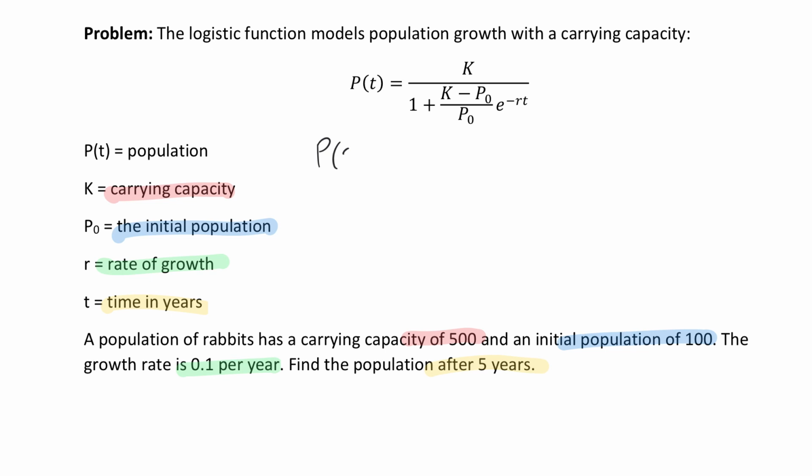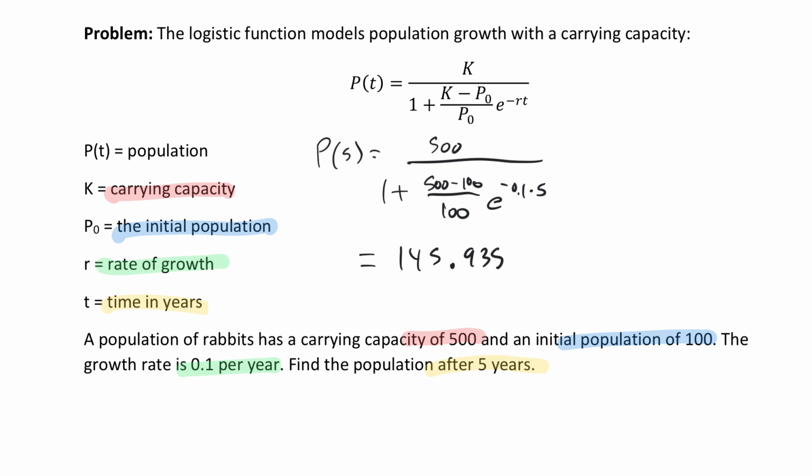So P of 5 equals 500 divided by 1 plus 500 minus 100 over 100 e to the power of negative 0.1 times 5. And when you work that out, you should have 145.938.